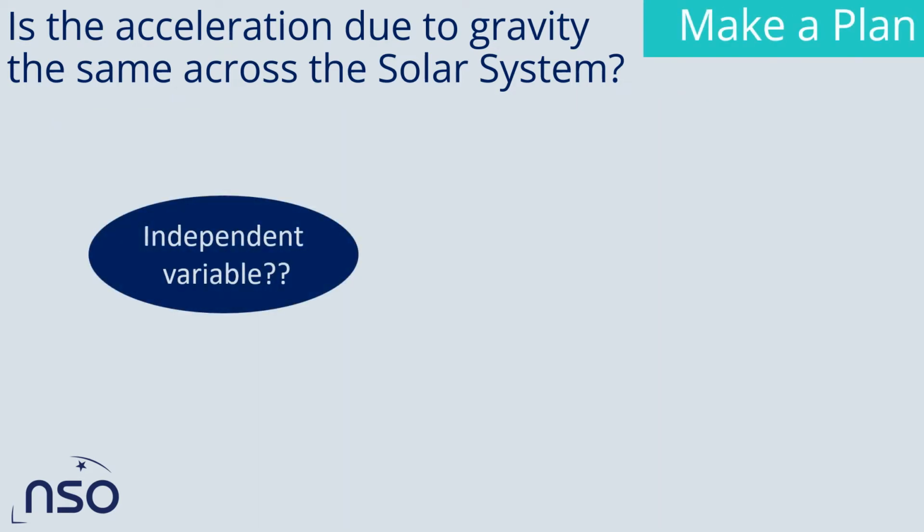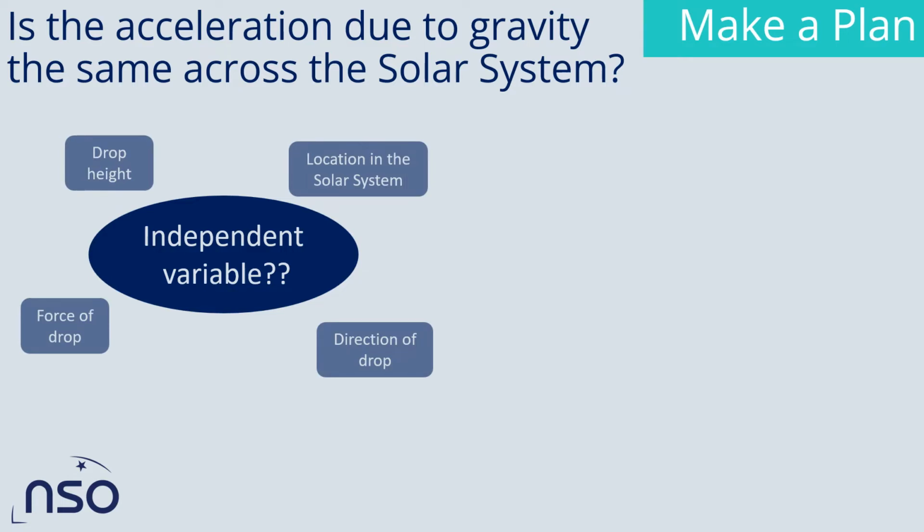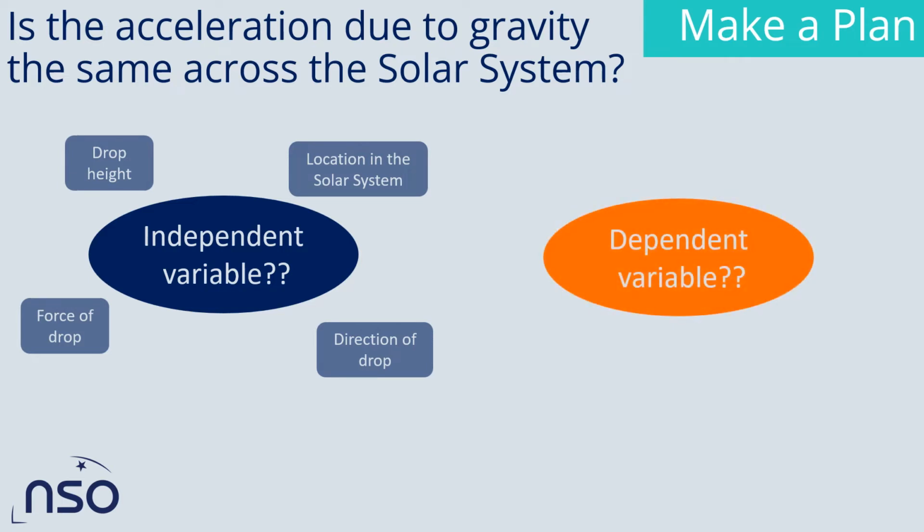Before you start, you need to plan your experiment carefully. What will be your independent variable? This is the thing you change, and it has a direct effect on the results. What will be your dependent variable? This is the effect that you measure.